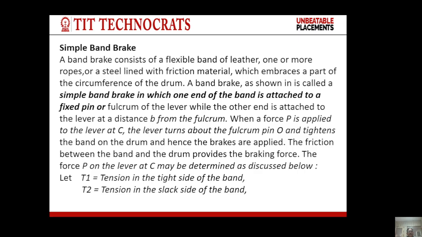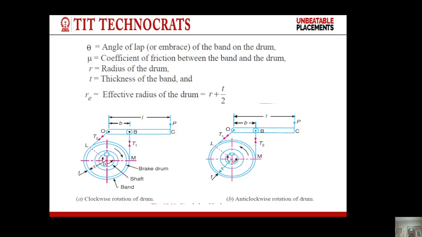The friction between the band and the drum provides the braking force. The force P on the lever at C may be determined as follows. T1 is the tension in the tight side, T2 is the tension in the slack side, theta is the angle of lap or embrace, mu is the coefficient of friction, r is the radius of the drum, t is the thickness of the band, and r_e is the effective radius of the drum, equal to r plus t by 2. This is the diagram of the simple band brake.